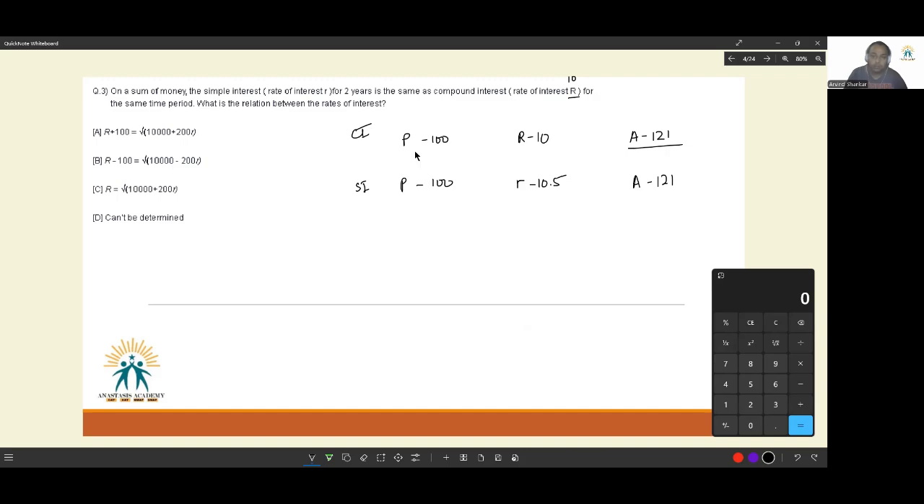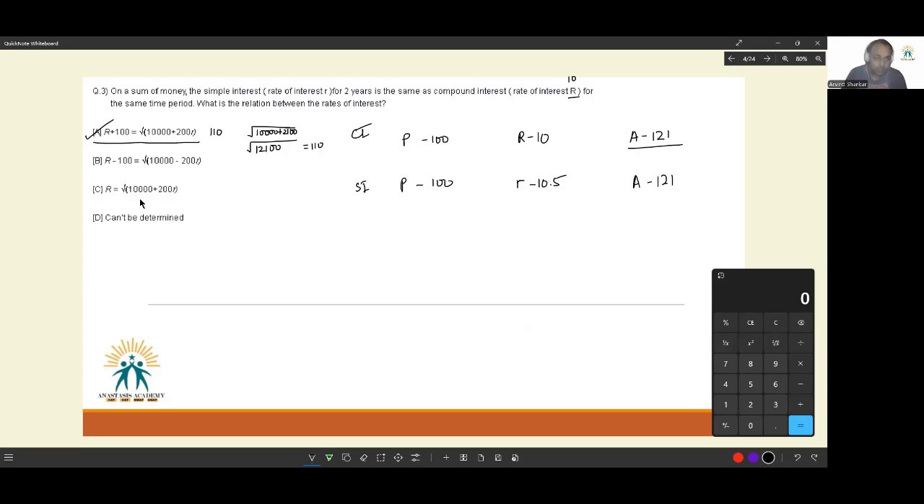So now we have to just see which of these equations get satisfied with these values. Capital R plus 100 is 110. And the right hand side is the root of 10,000 plus 200r. 105 into 20 is 2100. So I get 10,000 plus 2100 under root, which is the root of 12100, which is indeed equal to 110. The first option itself is getting satisfied. This should be the answer.